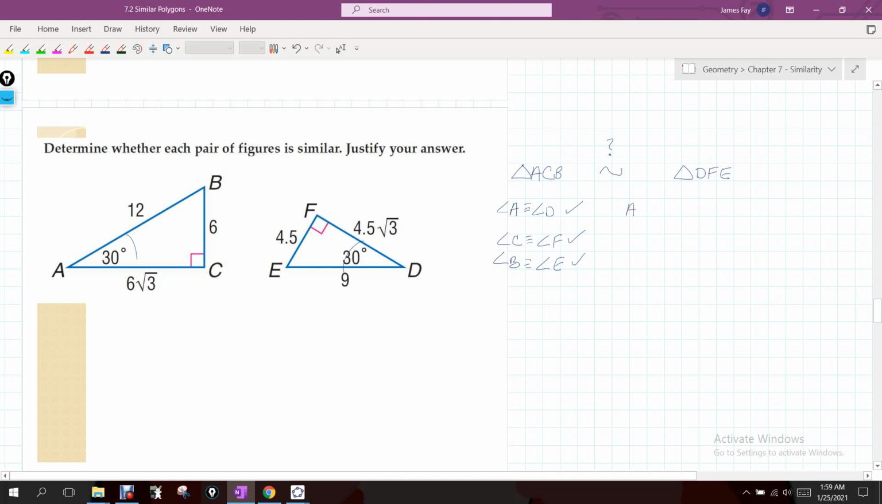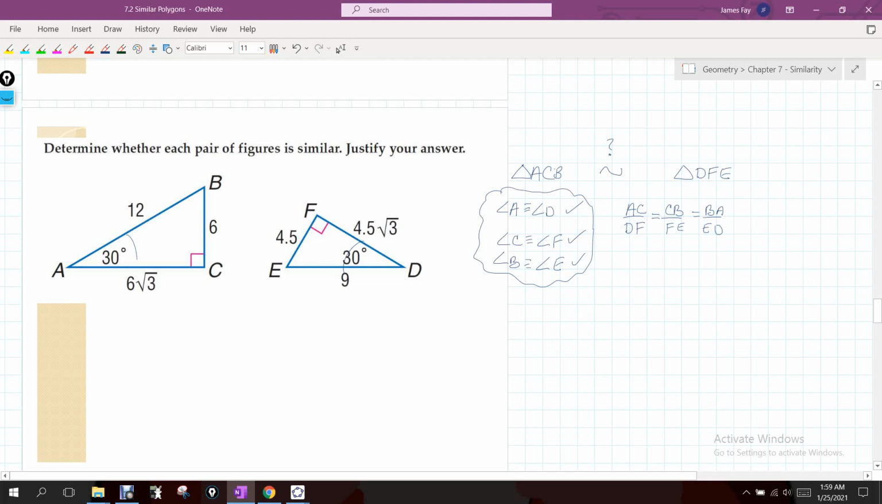Now we need to make sure that corresponding sides are proportional. And that means AC is going to correspond to DF. That ratio needs to be exactly the same as that of when CB is compared to FE, which then is the same as BA compared to ED. If we can show this, we've already got the angles to be true.